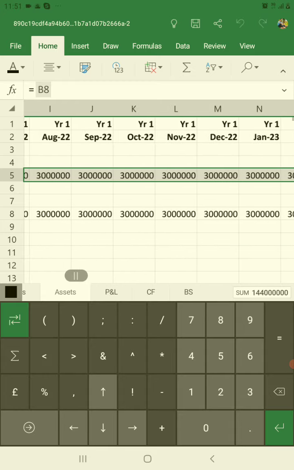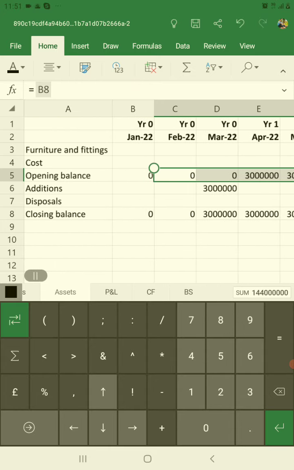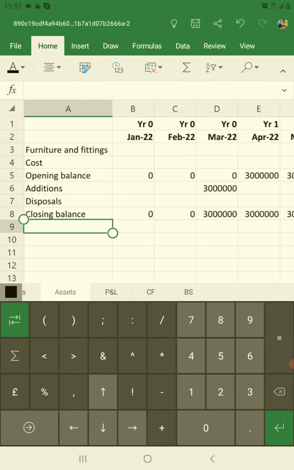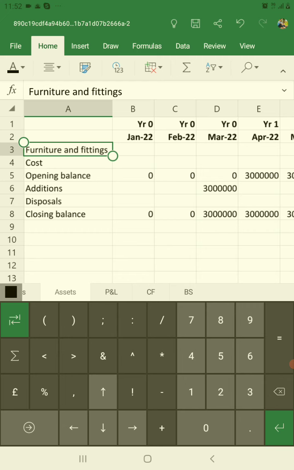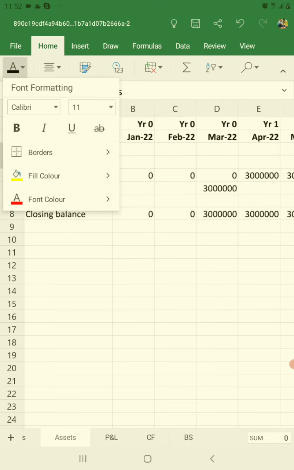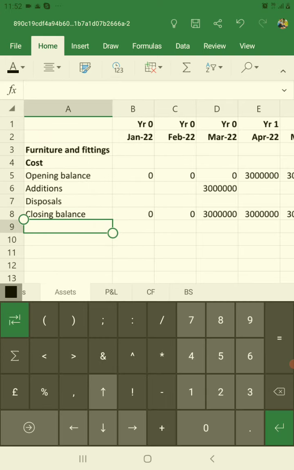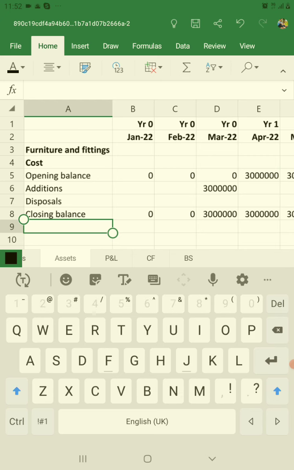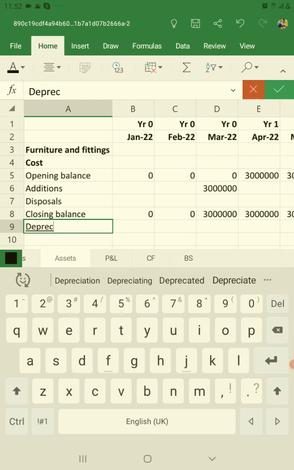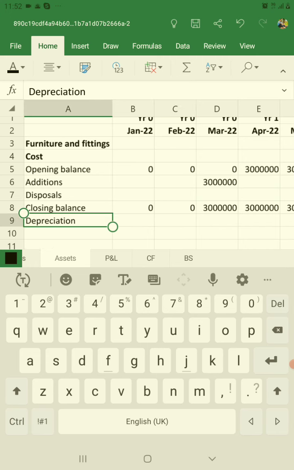Okay, after doing that, this is the cost component. We have the depreciation component. Let me bold these two items here. Bold, and then let me now type depreciation component of furniture and fittings, and I also bold this depreciation, and I can copy now.